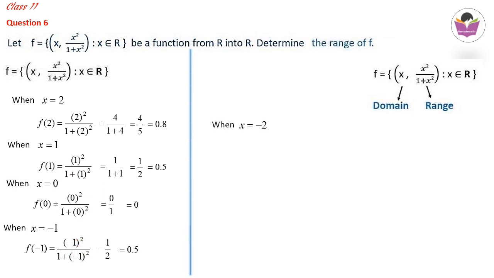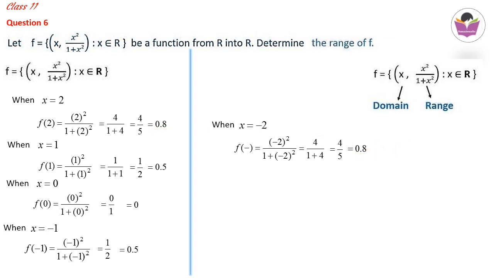Then next I can take x is equal to minus 2. When I take x is equal to minus 2, f of minus 2 is equal to minus 2 the whole square by 1 plus minus 2 the whole square. So clearly minus 2 the whole square will be 4. So 4 by 1 plus 4, like here. 4 by 1 plus 4 is 4 by 5. 4 by 5 we have calculated before, that is equal to 0.8.